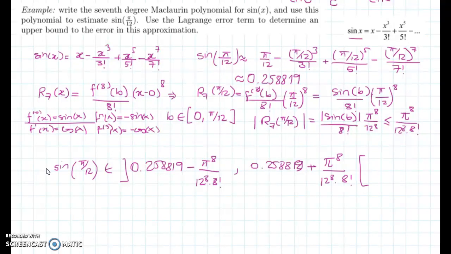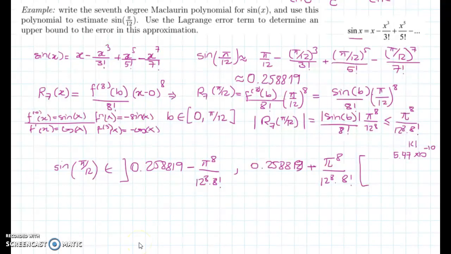How big is this? Let's check this in the calculator, what this approximately is. This is 5.47 times 10 to the power of minus 10. So that's actually a very small error because the upper bound is very small. It's of the order of 10 to the power of minus 10.